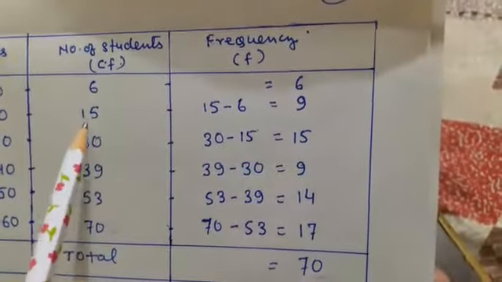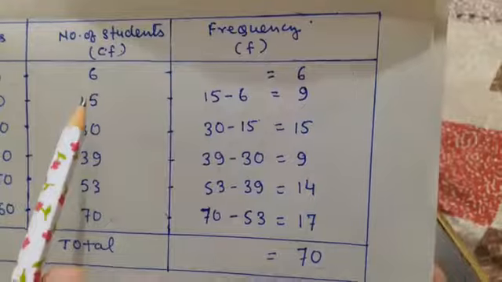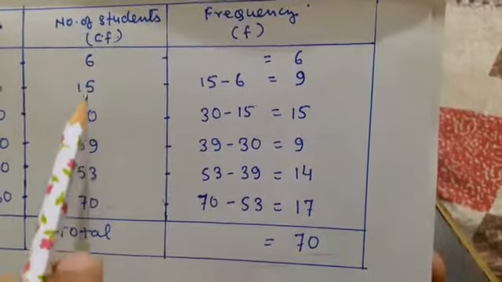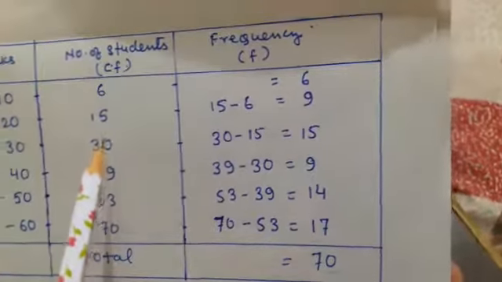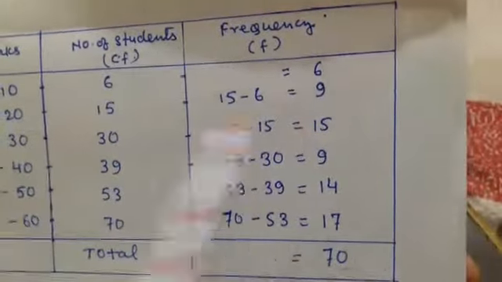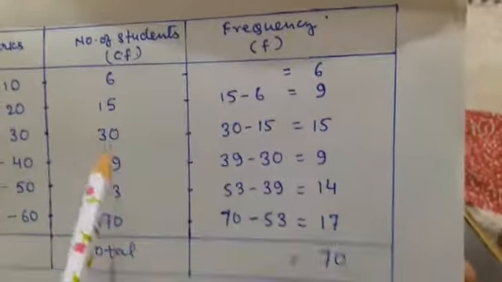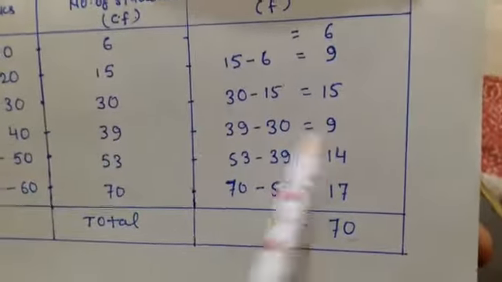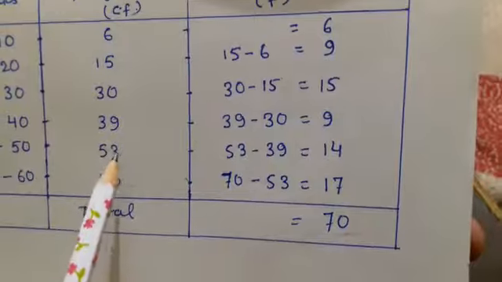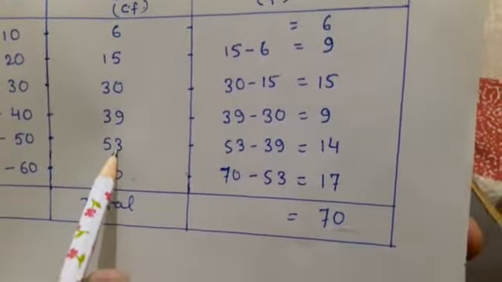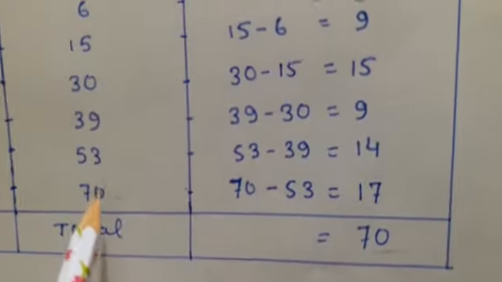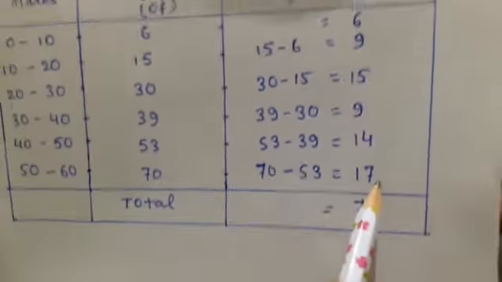In the next class interval, the 6 will be subtracted from 15, it will be 9. Here also let us subtract this 15 from 30. 30 minus 15 is equal to 15. Now again we will subtract this 30 from 39, we will get 9. When we subtract 39 from 53, we will get 14. And when we subtract this 53 from 70, we will get 17.